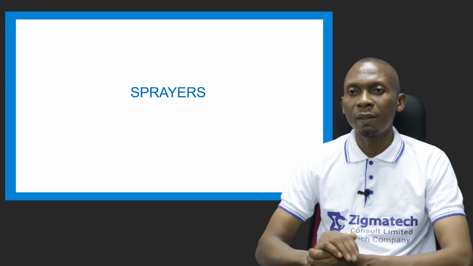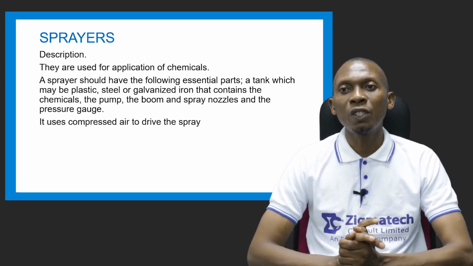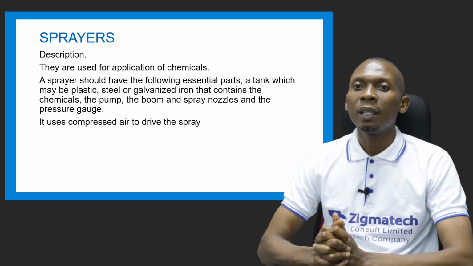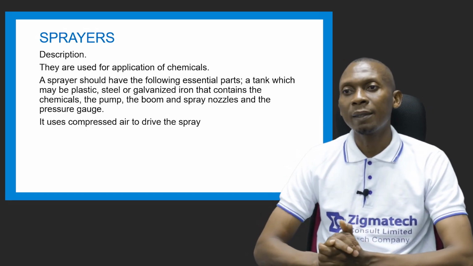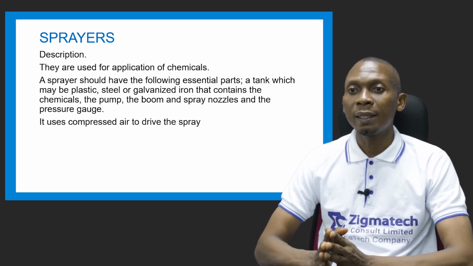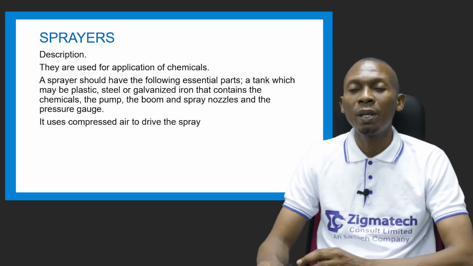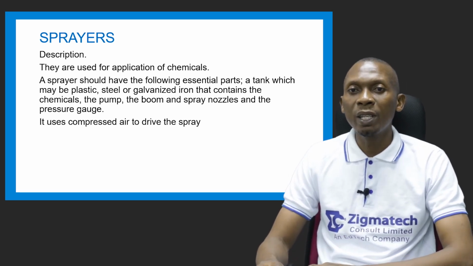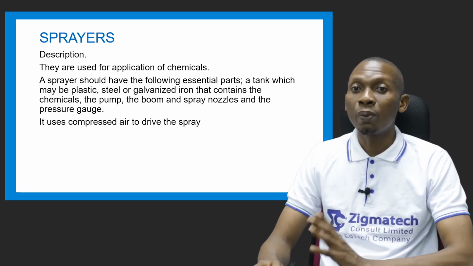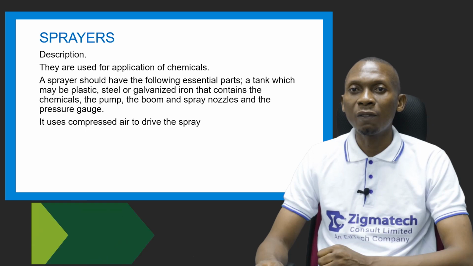Let's look at sprayers. Now let's describe sprayers. They are used for application of chemicals. They have the following essential parts. They have the tank, which may be plastic, steel or galvanized iron, and that contains chemicals. It also has a pump, it has the boom, it has the spray nozzle and the pressure gauge. Now it uses compressed air to drive the spray.